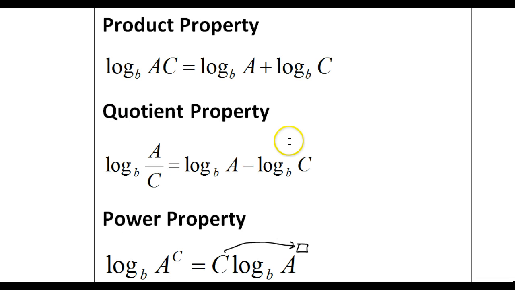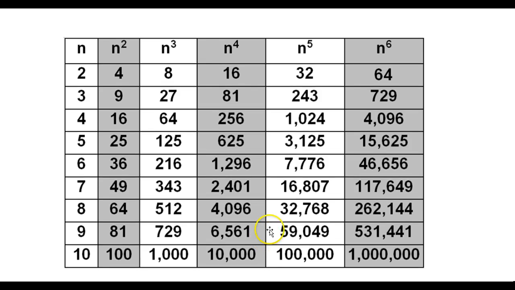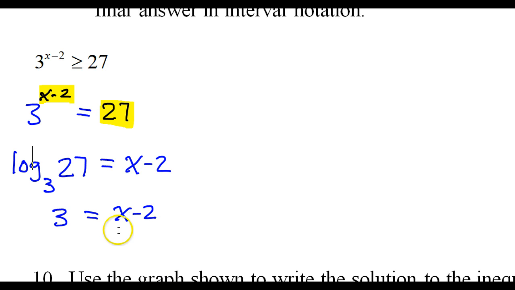If you have access to an exponent table, you can check it out. 3 to the third power is 27. So getting this x by itself is trivial. Add 2 to both sides, so we get 5. Okay, so that's simply a critical value that we're going to use.